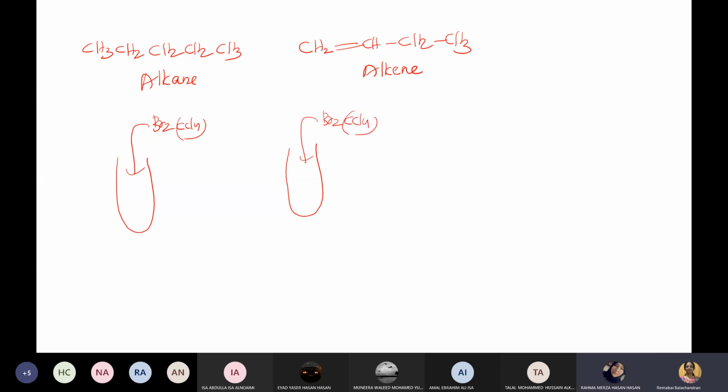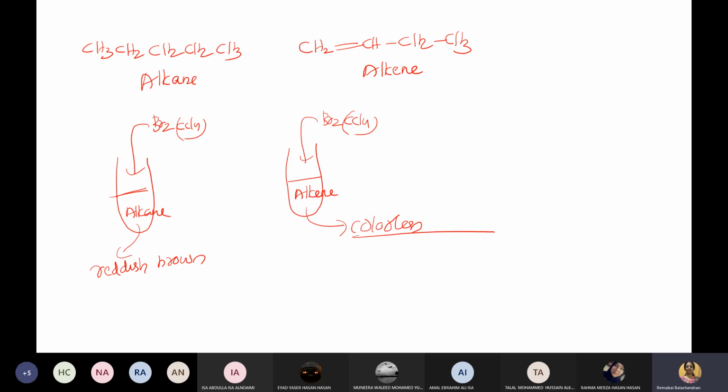Okay. So this is alkane. This is alkene. You tell me the observation. What will happen? In the alkane, it will remain reddish brown, and in the alkene, it will become colorless. So the vessel where there is no color is alkene, and the vessel where there is color is alkane.